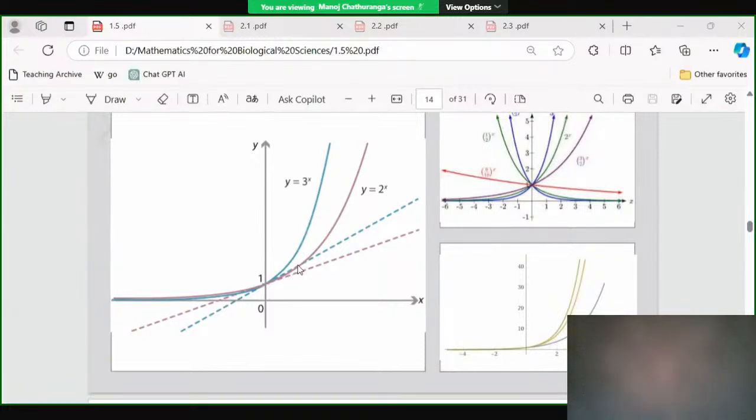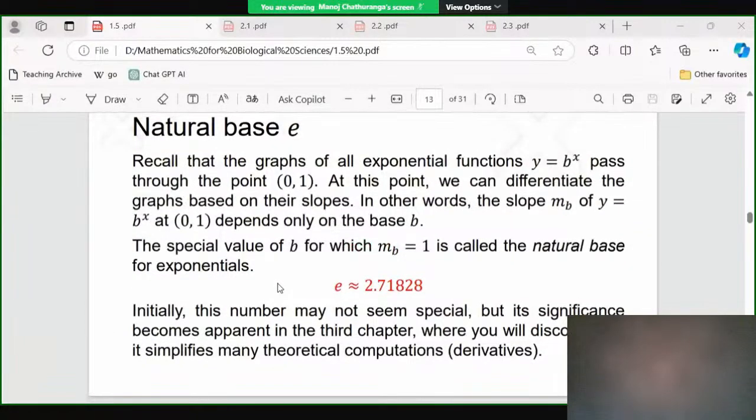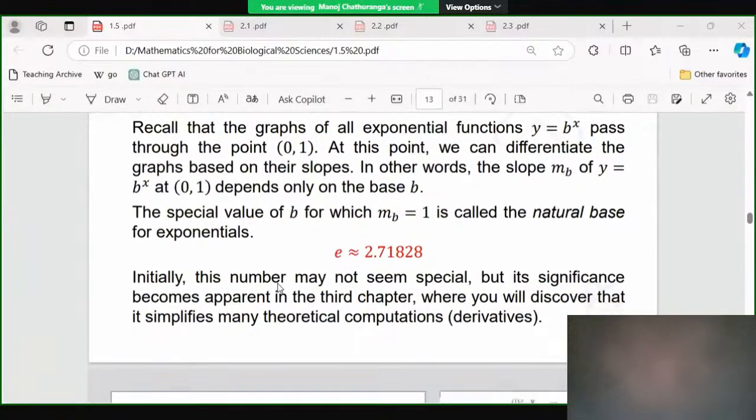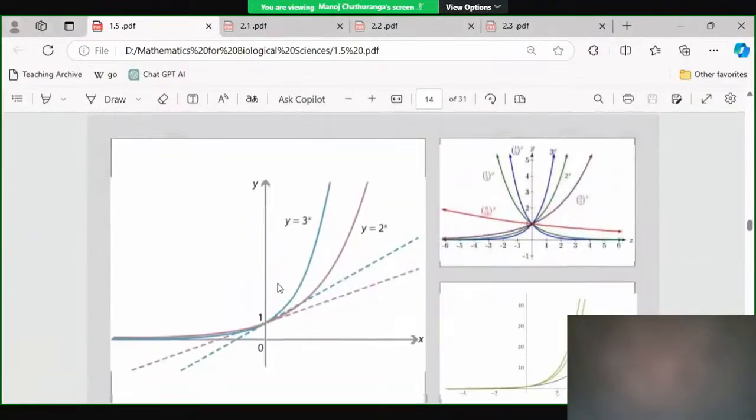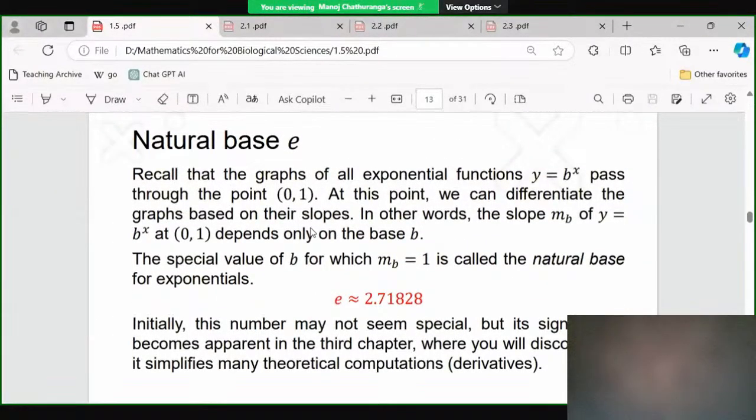Yeah, so for an ant to distinguish these pairs, what you can use is this line that touches the curve, the line that approximates the curve. Among those lines, there is a very special line, the line with slope 1. If you think about the line with slope 1, then the corresponding base is called the natural base.